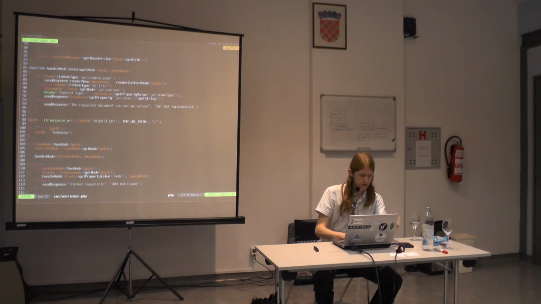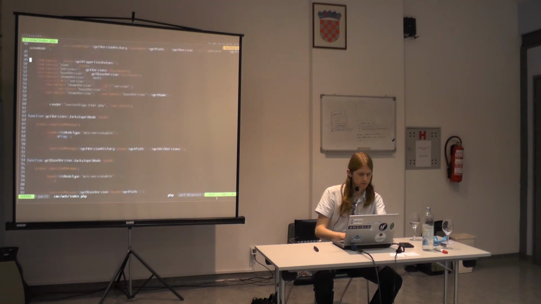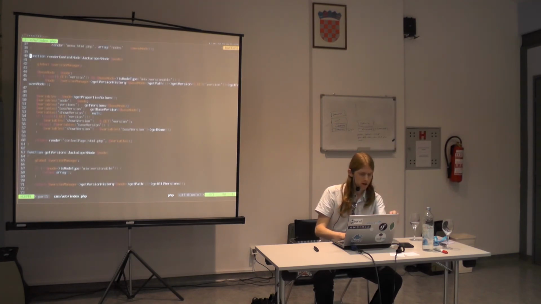When we have that node again, if it's a simple page node, we render the content node. And in there, I use the global variable version manager. I'm sorry, but it was way easier this way. And I just check if I got a version that was requested, and the node that was requested is versionable. Otherwise, you can't retrieve the actual versions.